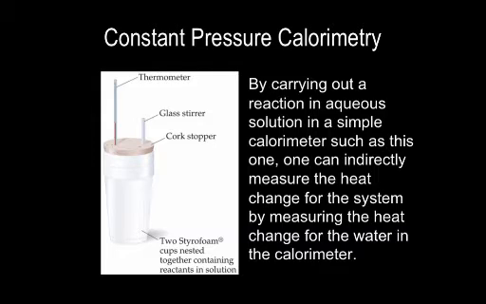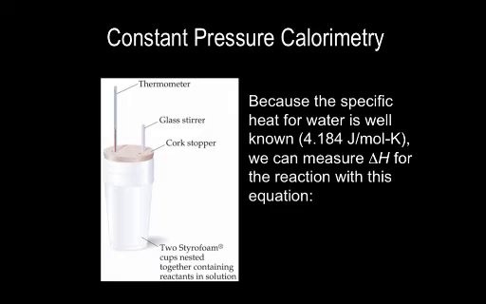What's going on here is you're carrying out the reaction in an aqueous solution. You can indirectly measure the heat change for the system. Again, we talked about how you can't directly measure the heat of the reactants or the heat of the products, but you can look at the change in heat. So you're looking at the change for the system by measuring the heat change for the water in the calorimeter. We talked about how the specific heat of water is 4.18 joules per gram degree Celsius, or joules per gram Kelvin. We can measure the enthalpy for that reaction using the equation we just talked about: Q equals MC delta T.